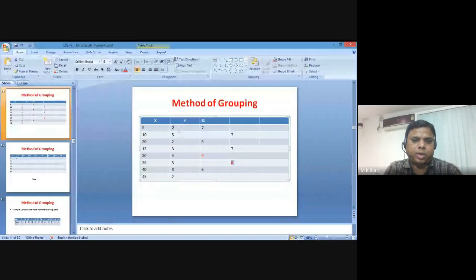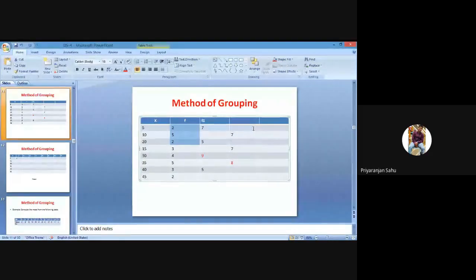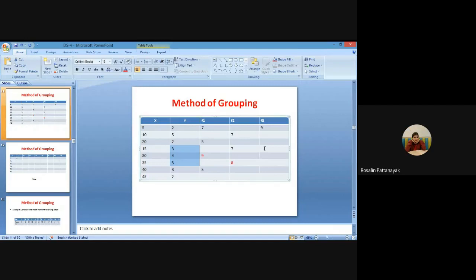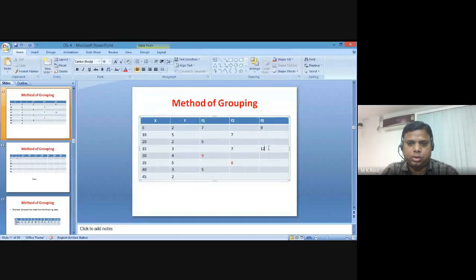Then I go for grouping of 3. I repeat, grouping of the next order, that is grouping of 3. 2 plus 5 plus 2, that is 9. So this was the F2 frequency and this one the F3 frequency. Then again 3 plus 4 plus 5, that is 12. Which one is the highest? 12 is the highest one.